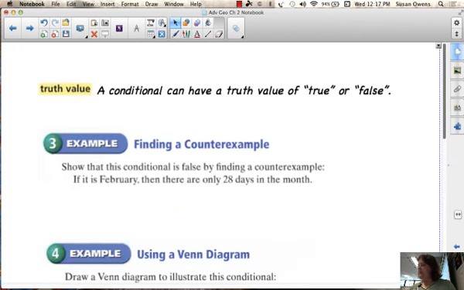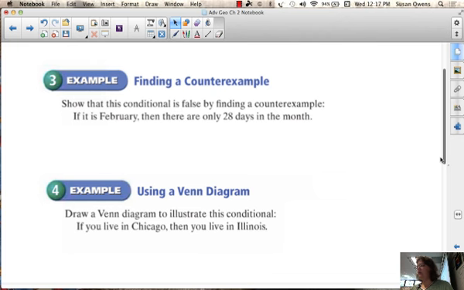Okay. Now, like I mentioned before, a conditional has a truth value, and it can have a truth value of either true or false. Show this conditional is false by finding a counterexample. If it is February, there are only 28 days. So all we have to do is figure out a February that doesn't have 28 days, and we can show that this conditional is false.